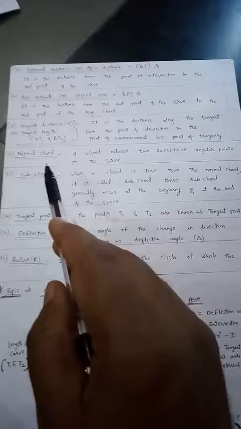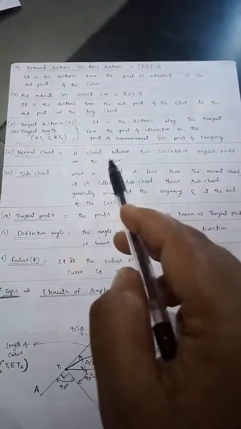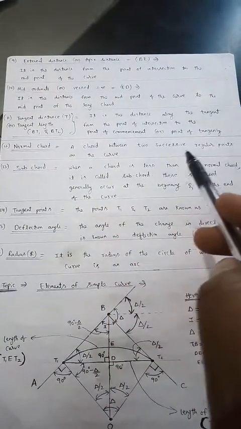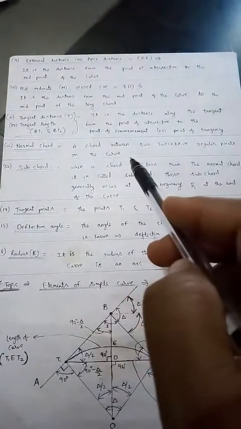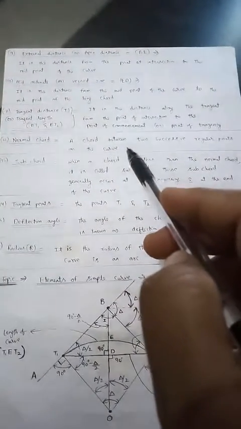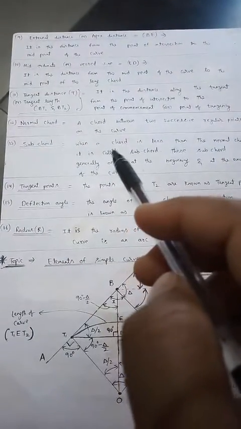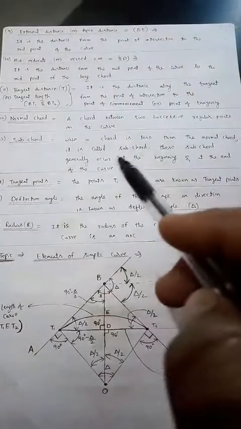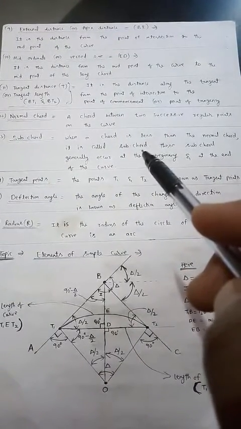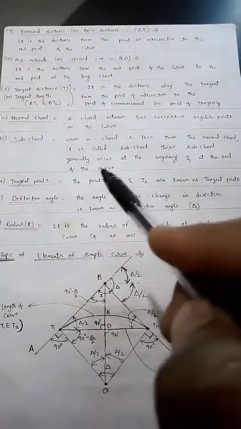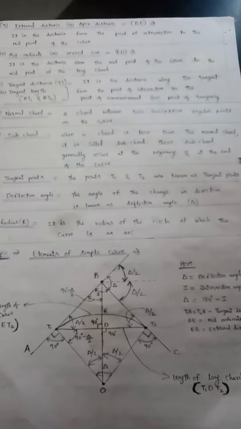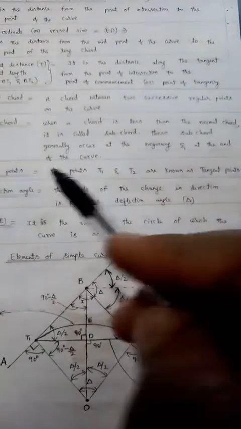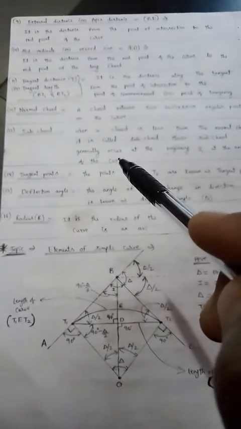So the next definition is normal chord. A chord between two successive regular points on the curve is known as normal chord. I will show in the figure. Next one, subchord. When a chord is less than the normal chord, it is known as subchord. This subchord generally occurs at the beginning and the end of the curve.